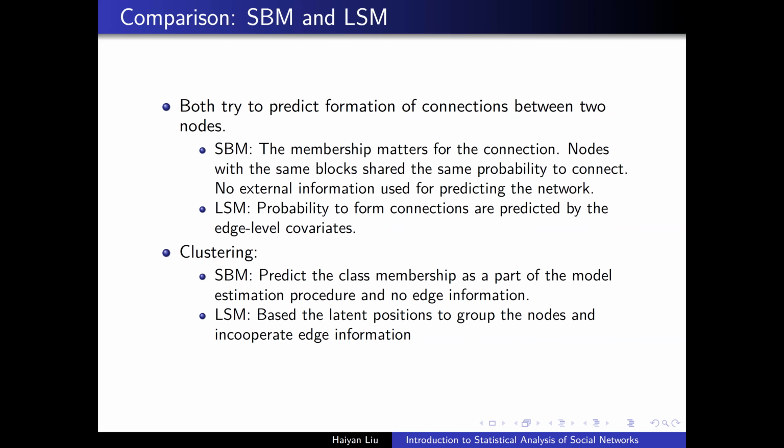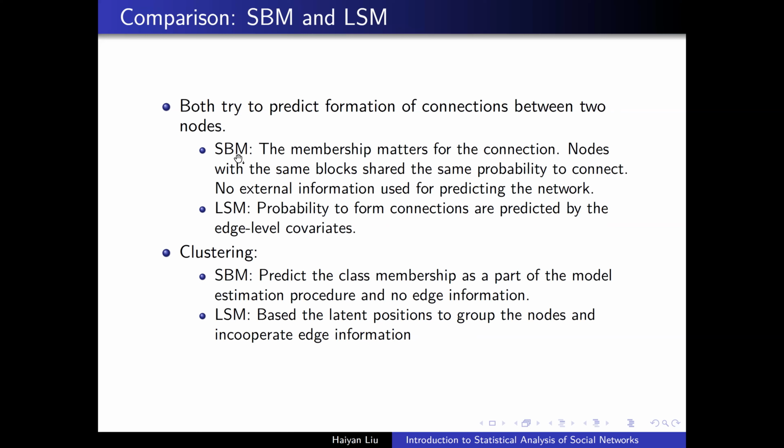We just fit both the stochastic block model and the latent space model. Both models try to predict the probability of the network, by predicting the probability for the presence of each edge. So they both try to predict the formation of connections between two nodes.